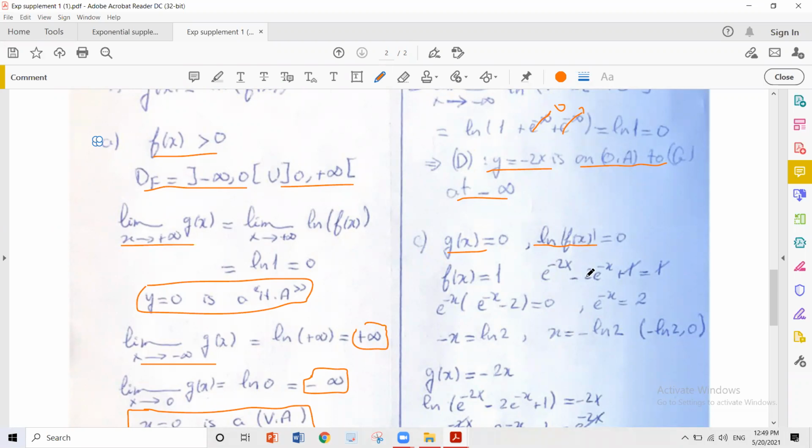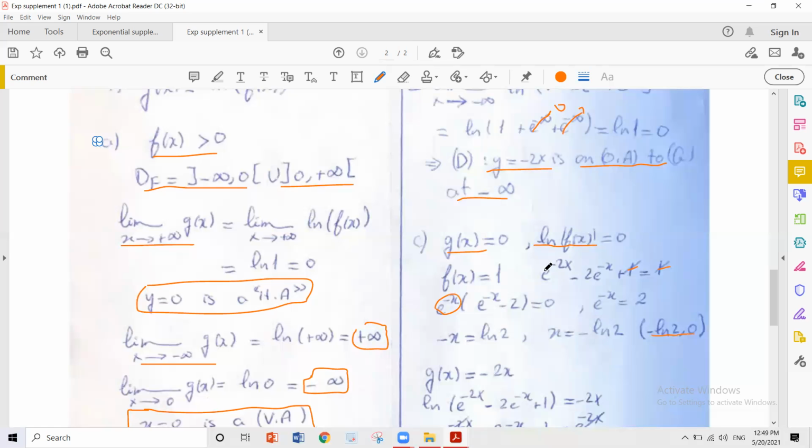Then e to the minus 2x minus 2e to the minus x plus 1 equals 1. I take e to the minus x common, so we get e to the minus x, times e to the minus x minus 2, equals 0. This one is positive, I don't take it. So e to the minus x equals 2, minus x equals ln 2, x equals minus ln 2. So the point is minus ln 2, 0. G(x) equals 0 means ln f(x) equals 0 means f(x) equals 1.